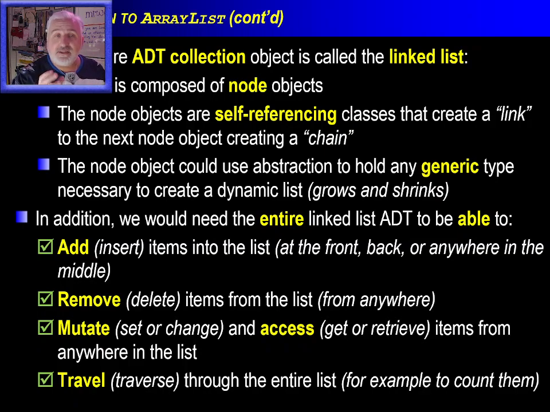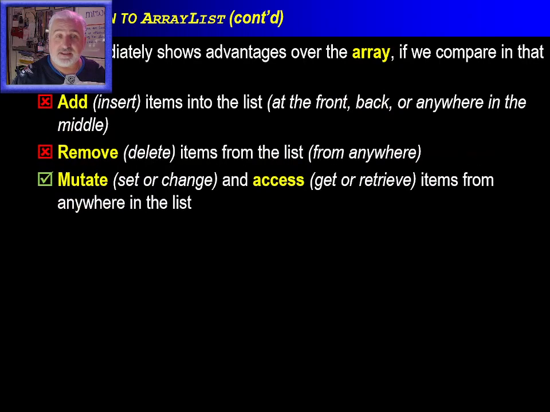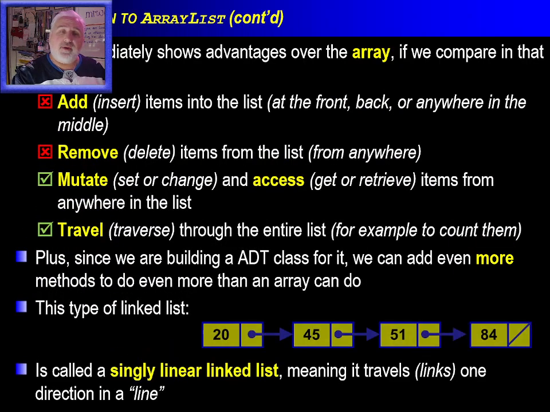items from the linked list. So it can still maintain the same abilities as an array, but add more features to it, including perhaps to travel or traverse the linked list, just like we traverse the array. Now right there we can see that arrays don't have add and remove features.